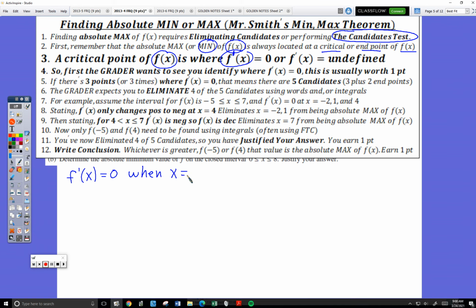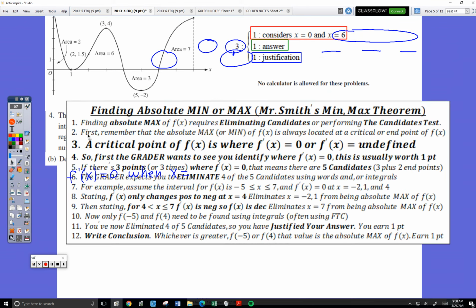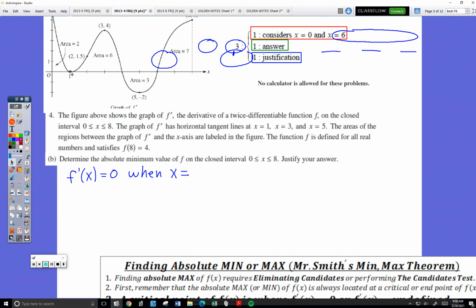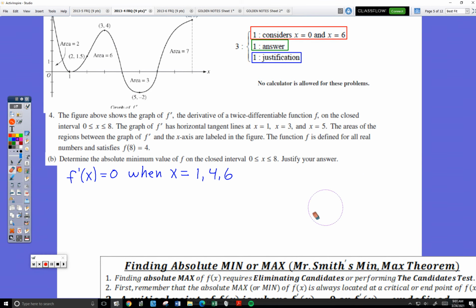x equals, I need to look at my graph here, x equals 1, x equals 2, 3, 4, 5, 6. So 1, 2, 3, 4, and 6. In many cases, you'll get a point for that. This problem, they graded it a little bit differently, but I still believe strongly that you would have likely earned a point for writing that. Even though this one kind of says something different, I still think you'd get a point for that.